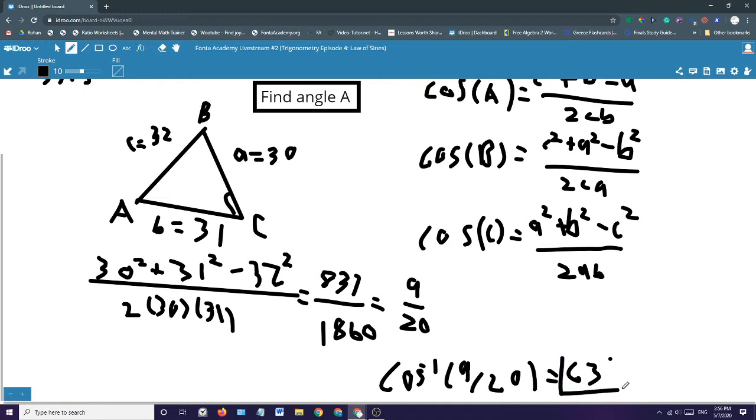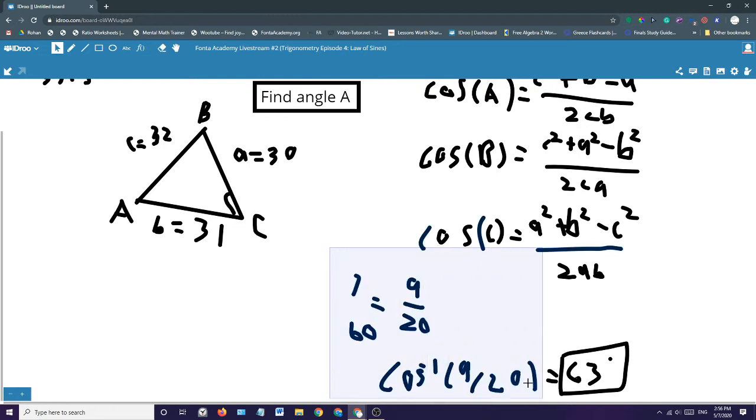Okay, so that is it for side, side, side, and let's do another.